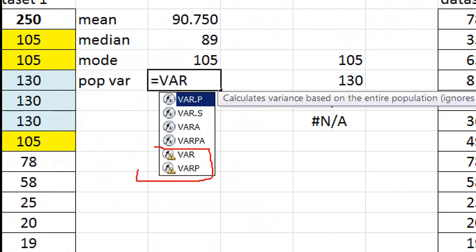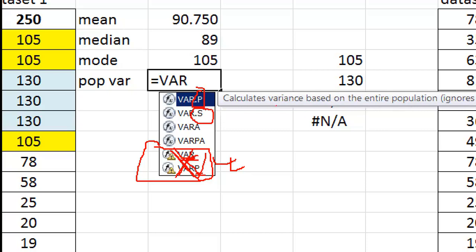Those who are using 2007 or below versions, these were the two functions that were there, where P stands for population, and there was nothing for sample. So VAR was for the sample variance, whereas VARP was for the population. But for versions greater than 2007, these are not being used. For 2010 and above, we have VAR.P, explicitly mentioning it is a population variance, and VAR.S is for the sample variance.